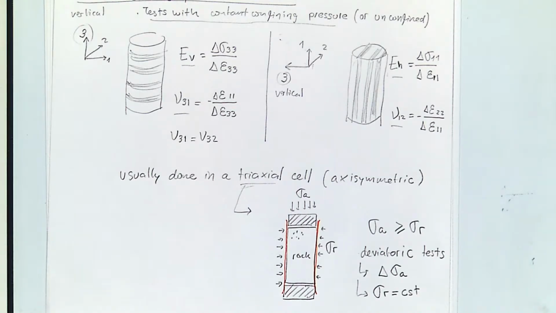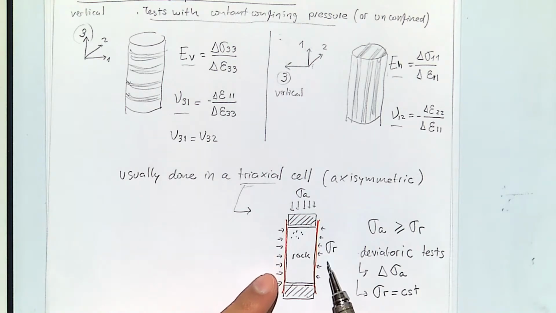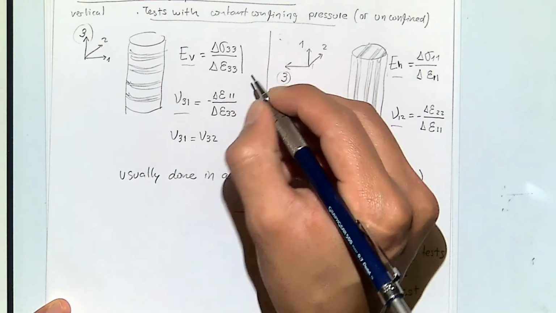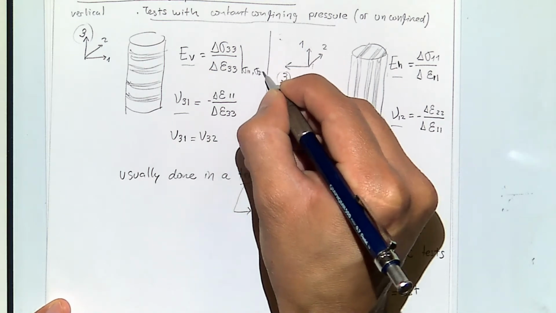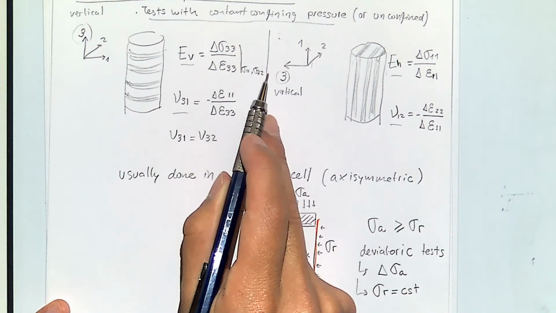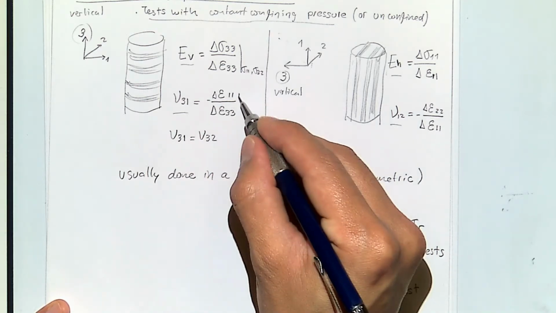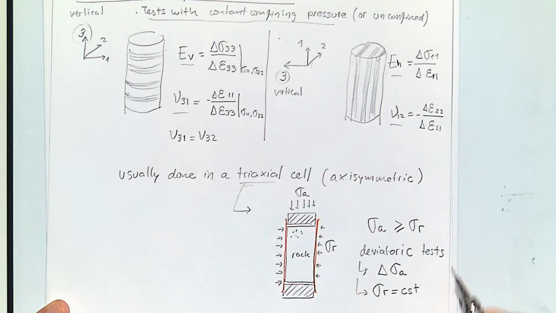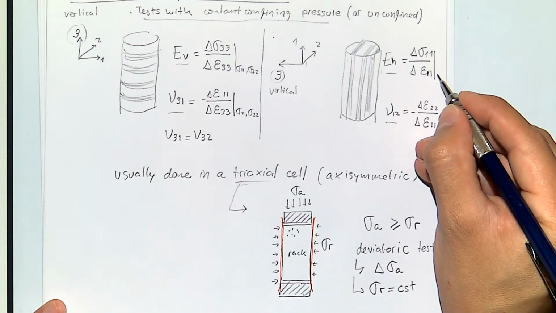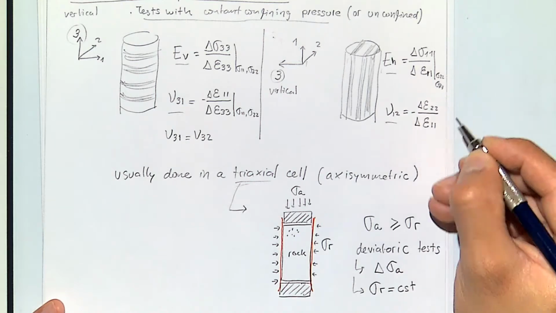Okay. Yes. That's the example on the right. You are still pushing in direction 3, right? Yes, but in direction 1 and 2 and all around the sample, I have a constant confining pressure, or a constant stress, sigma 1,1 and sigma 2,2. This symbol in math means that these are kept constant. And it's the same here, constant sigma 2,2, constant sigma 3,3.